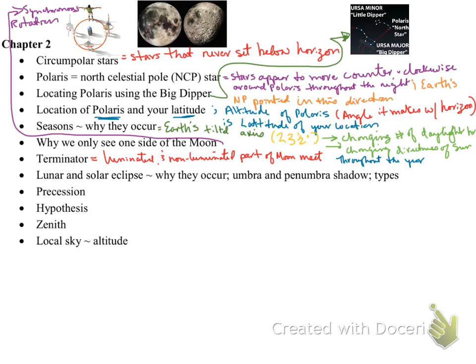Lunar and solar eclipses, why they occur. A lunar eclipse can only occur potentially when the moon is in its full phase. A solar eclipse can only occur when the moon is in its new phase.